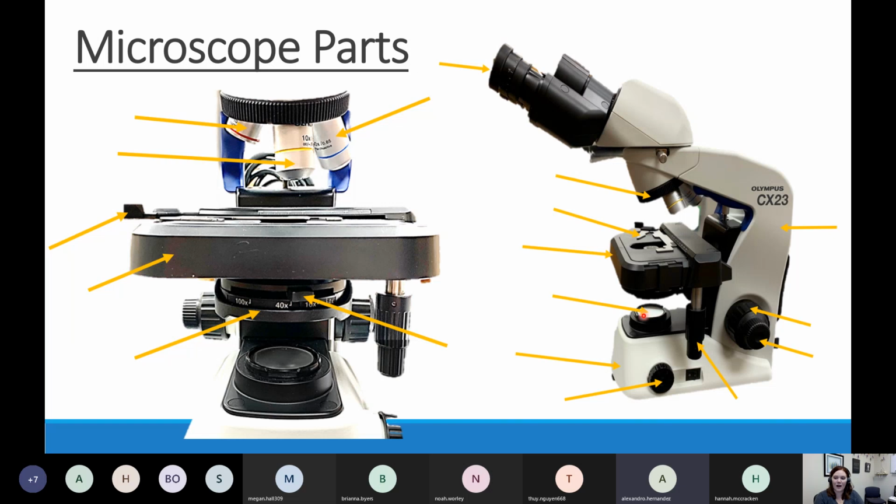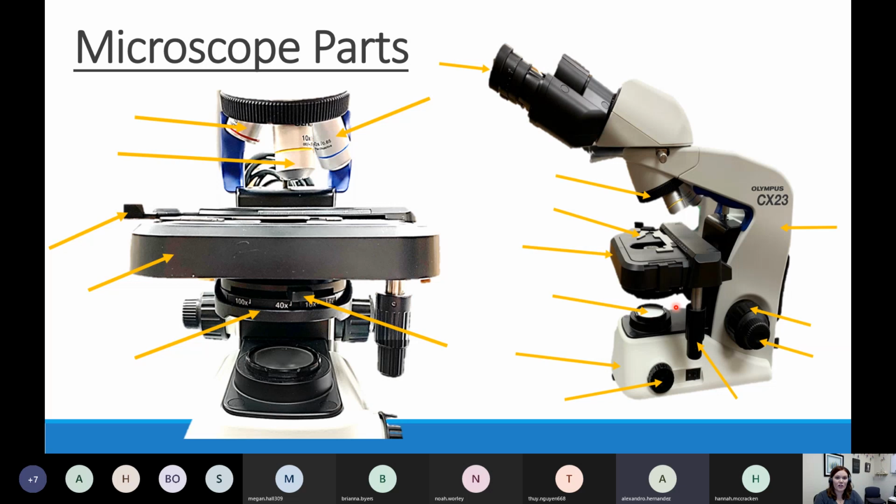We were talking about, a couple of us mentioned our coarse adjustment and fine adjustment knobs. That's these ones over here, was the coarse and fine adjustment. So the coarse adjustment knob was the one close to the arm, and the fine adjustment knob was the one that sticks out a little bit more.